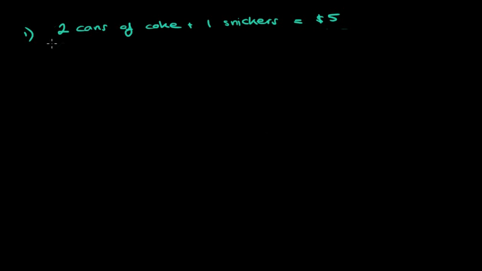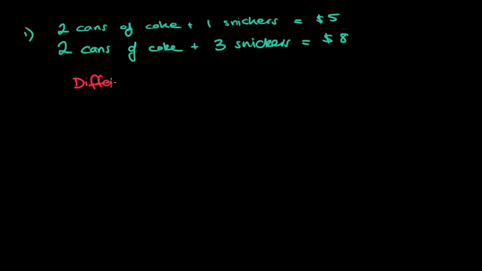So we need some more information, a second part. Let's say the next day I walked in, I bought another 2 cans of Coke, but this time I bought 3 Snickers, and it cost me $8. So what we can now do is compare the 2 days by looking at the differences of what we bought. Obviously, with the 2 cans of Coke, nothing changes, because I bought 2 cans of Coke on both days. But what does change is that on the second day I bought 3 Snickers as opposed to 1 Snicker. So if I find the difference, we get 2 Snickers. I basically bought 2 more Snickers on the second day than on the first day.